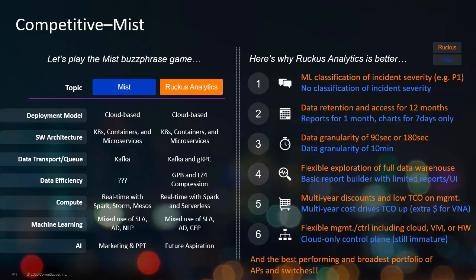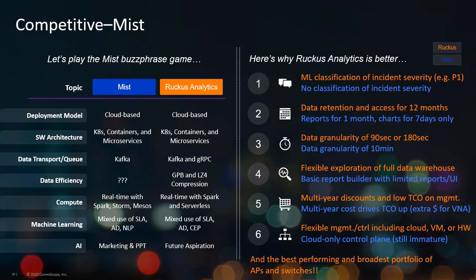We also incorporate a mixed use of SLA and AD, and we use CEP where they use NLP. Our engineering team is happy to discuss additional details on machine learning as we increase our knowledge base. Artificial intelligence is self-generating code to do something where there is no code written beforehand. As far as we know, Mist or other vendors don't have any components that generate true AI code on their own, and we are clear that this is a future goal of RUCKUS Analytics.